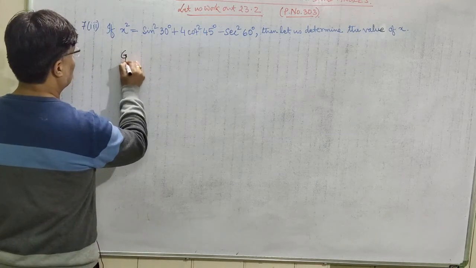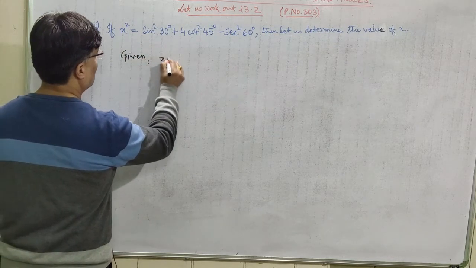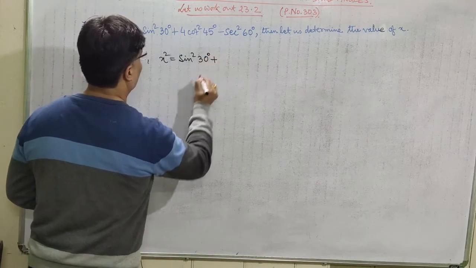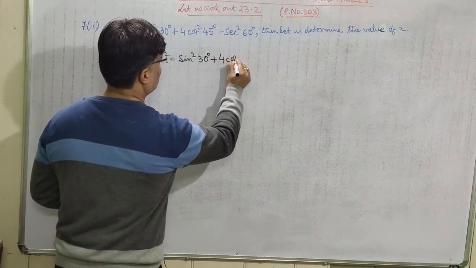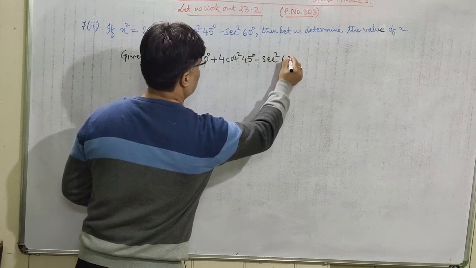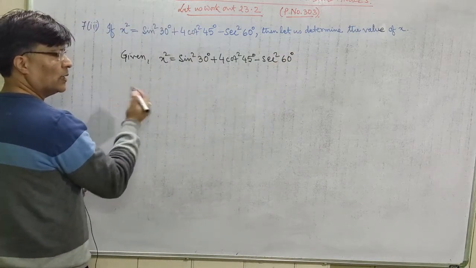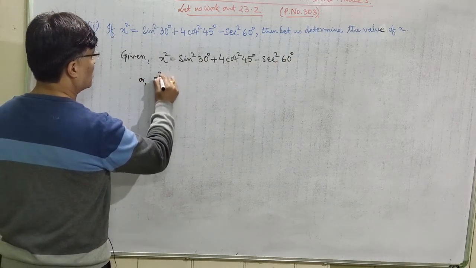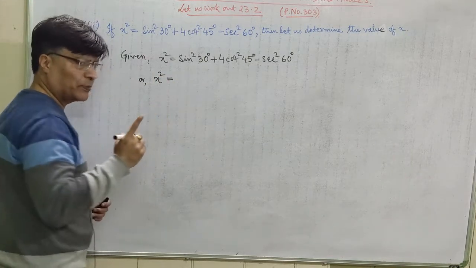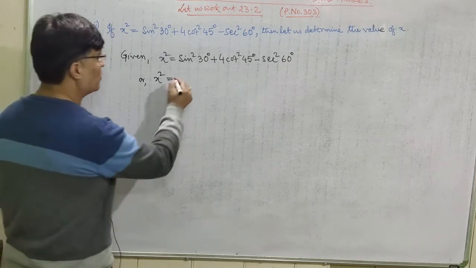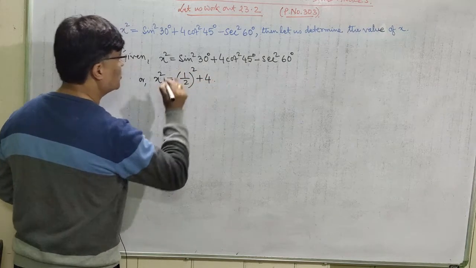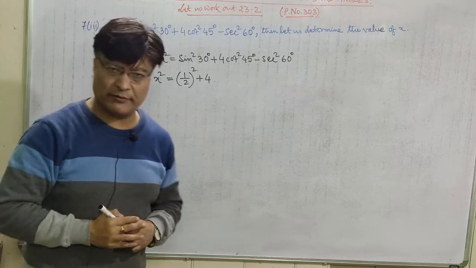So here given is x square is equal to sine square 30 degree plus 4 cot square 45 degree minus sec square 60 degree, right? So let us put the value of these trigonometrical ratios of standard angles. So what is the value of sine 30 degree? You know that sine 30 degree is 1 upon 2. So it is half whole square plus 4 into, what is the value of cot 45 degree?